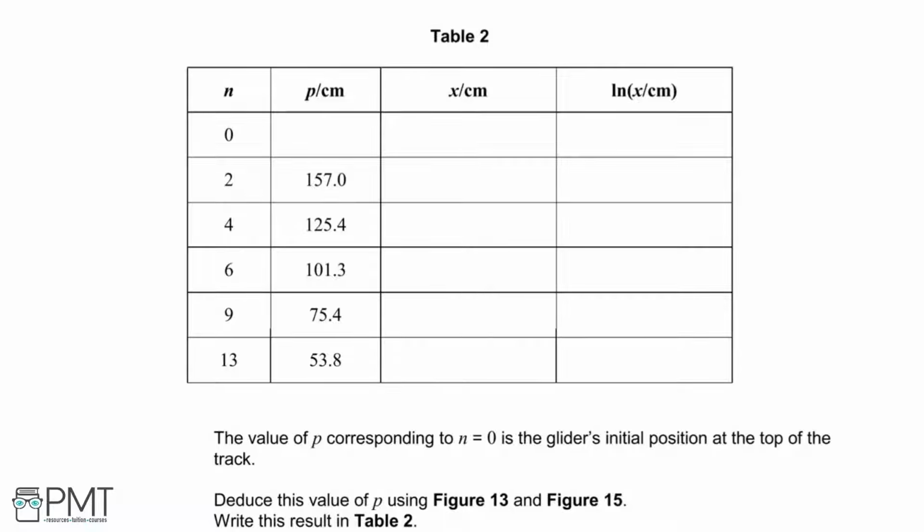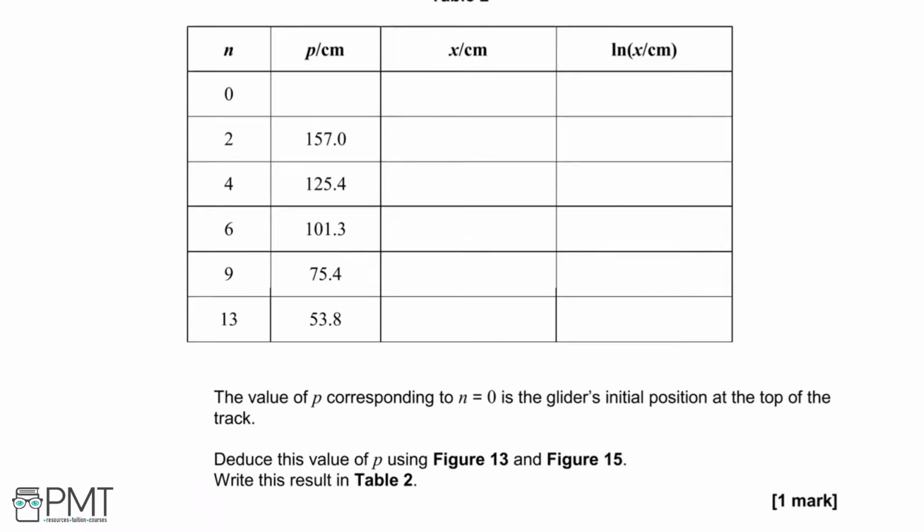So we've got Table 2 here with a missing value of P at n equals 0, and then we've got x values and then the natural log of those x values. The value of P corresponding to n equals 0 is the glider's initial position at the top of the track. Deduce this value of P using figure 13 and figure 15. Write this result in Table 2.